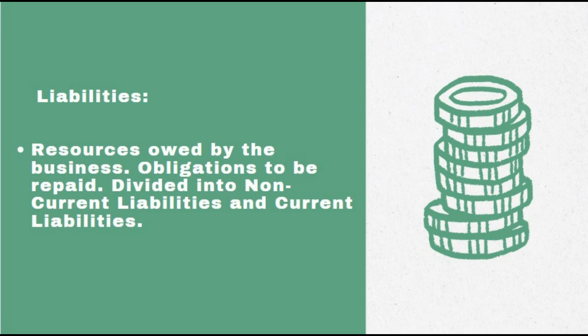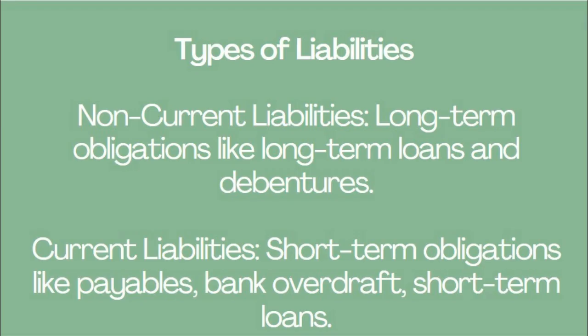Similarly, like the assets, the liabilities are also divided into two categories, that are the non-current liabilities and the current liabilities. Here on the screen, you can see the two types of liabilities. The first one is non-current liabilities and the second one is current liabilities.